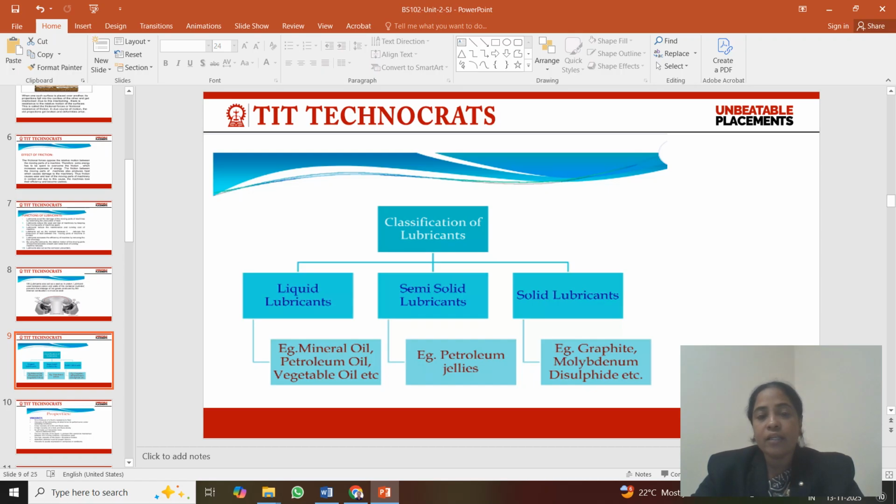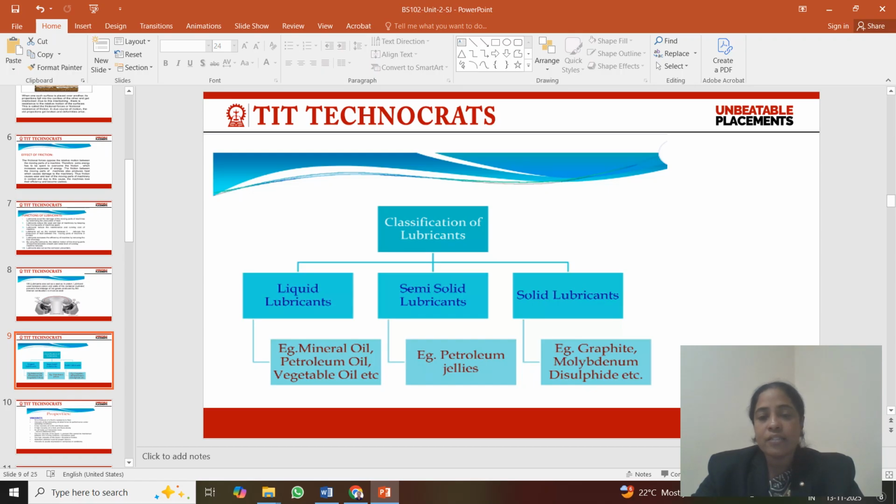The second category of lubricant is semi-solid lubricants. To make semi-solid lubricants, liquid lubricants are mixed with some kind of viscous solids. Semi-solid lubricants contain two kinds of examples: graphite, and semi-solids like grease and wax type of materials.